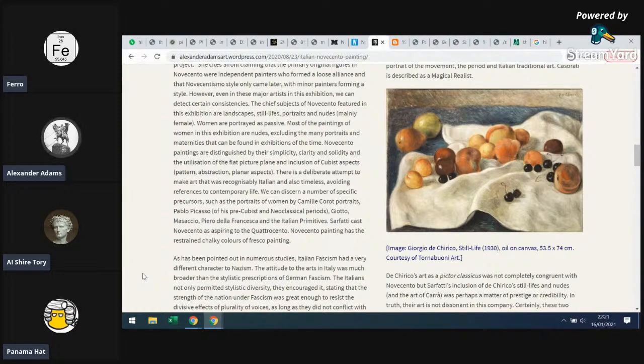The Italians were a lot more relaxed in terms of art, and it seemed that they viewed the strength of their fascism as being able to incorporate elements of modernism and pastoralism and traditional art and futurism in a way that Nazism could not.